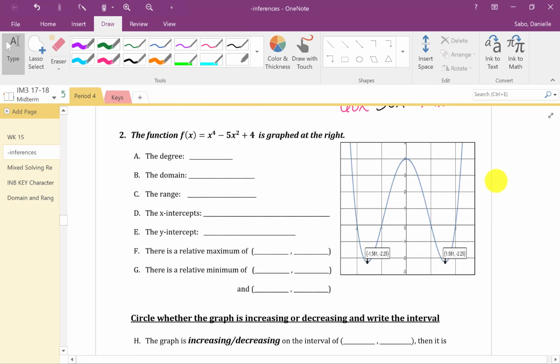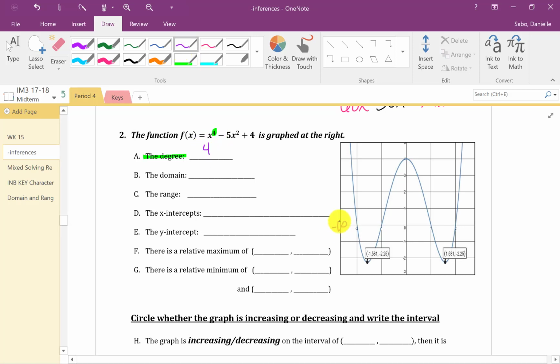Number 2, looking at this function that's graphed to the right, we have to talk about each one of them. We just did this in chapter 5, and I think you guys are pretty good at this. The degree of the polynomial has everything to do with the highest power that you see. I see x to the 4th and x squared. Well, 4 is bigger, so my degree is going to be 4.